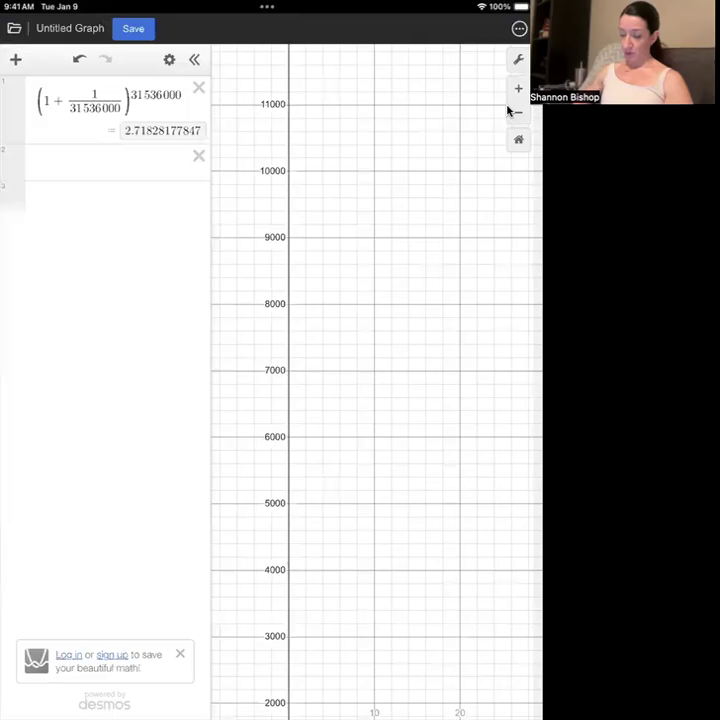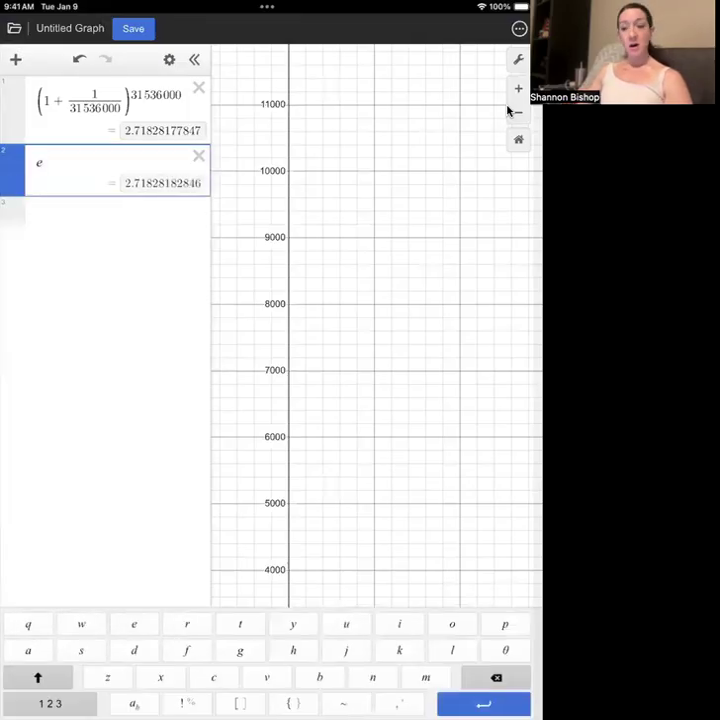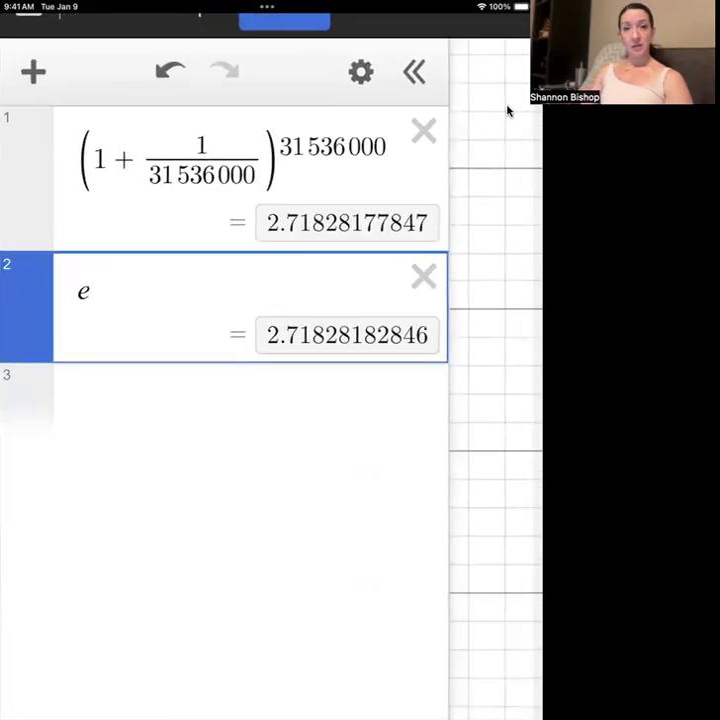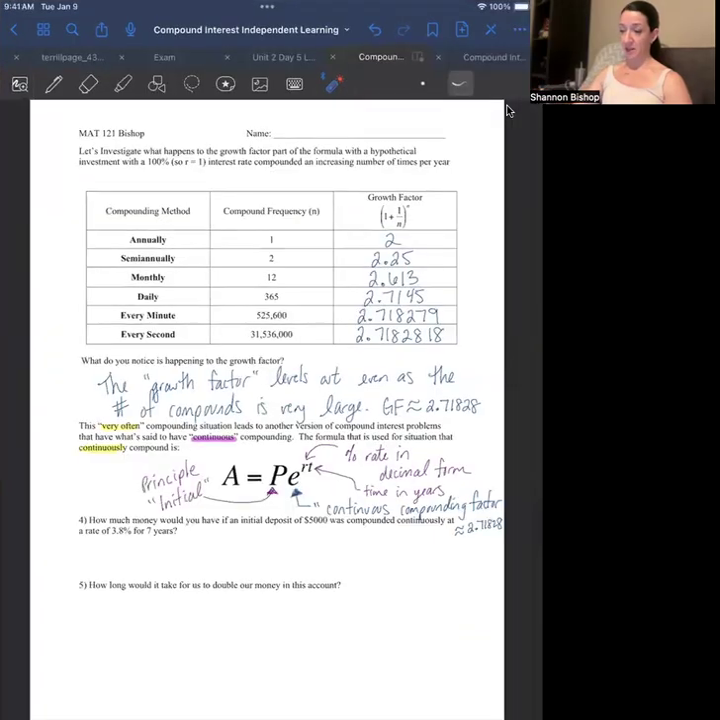If you go to Desmos and just type E on your regular keyboard, yep, there you go, 2.71828. It goes on forever, just like pi does. It's called an irrational number. E goes on forever, but it's a number. Every time you type E in any calculator, it knows you're talking about a number. So that is what this formula has, that continuously compounding value of E.